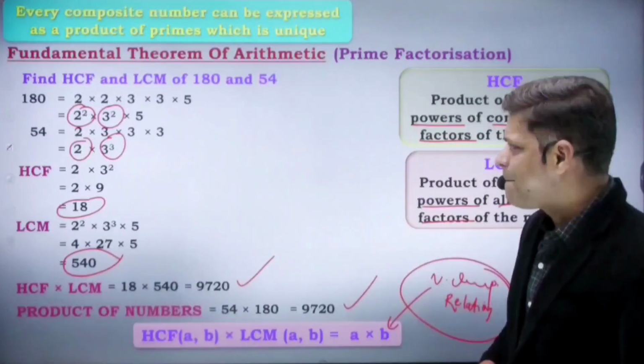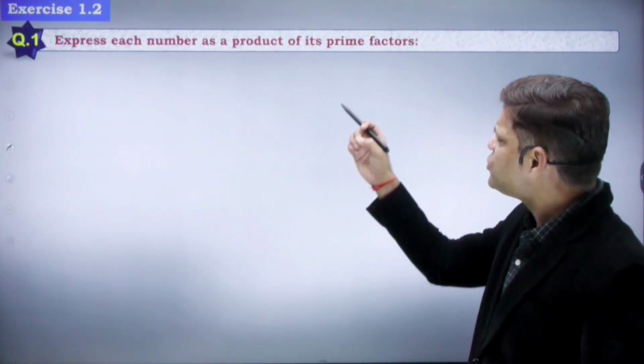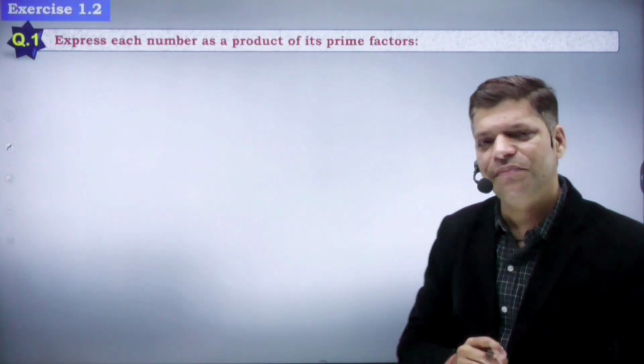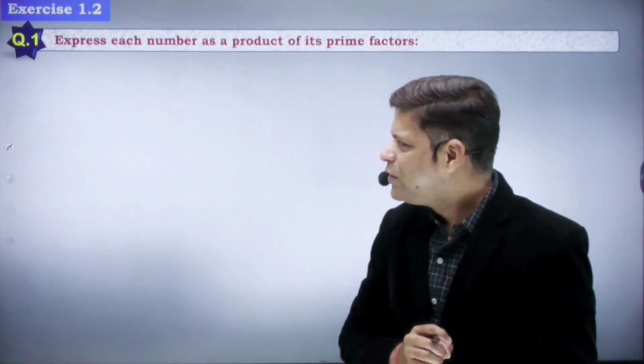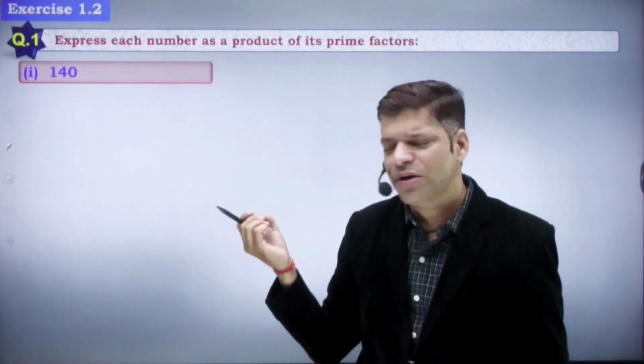Now we start exercise 1.2 based on this fundamental theorem of arithmetic, or prime factorization. Firstly, in exercise 1.2 of NCERT, there are some questions in which we have to learn how to do prime factorization of numbers. So let's see the first question: express each number as the product of its prime factors. Okay, so the first number, 140, we have to express as the product of prime numbers.